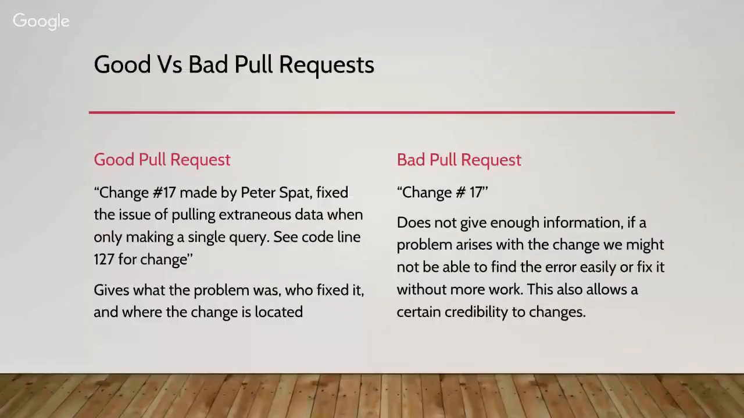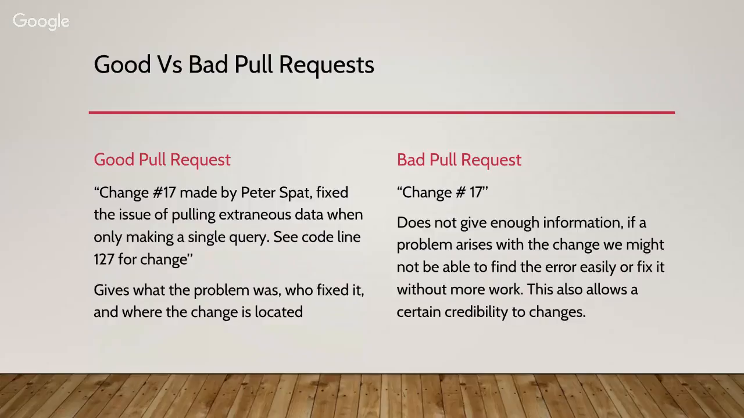Earlier, we talked about pull requests, and there's a good kind of pull request and a bad kind of pull request. Bad pull requests are, such as listed on the right side, change number 17. That doesn't tell you anything about what the change is. If there's an error, it doesn't tell you where it went wrong.